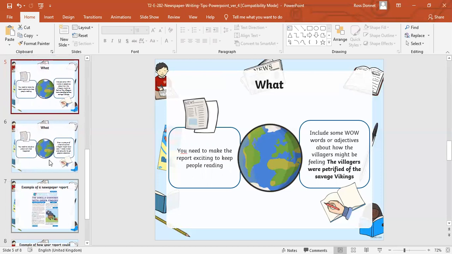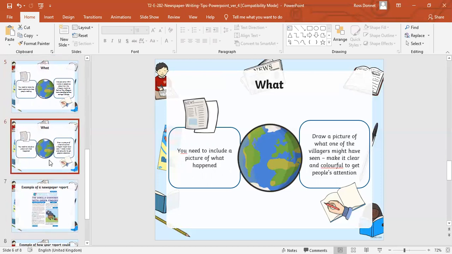Now, the last thing that we want to think about is that you need to include a picture of what's happened. So remember, we always leave that little space for our picture. So again, the readers of your newspaper report will get an idea of what they think happened by looking at your picture. So I want you to draw a picture of what one of the villagers might have seen. You can make sure you make it clear and colourful to get people's attention.